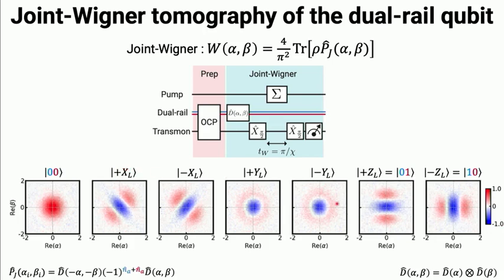Also note that the joint Wigner function is a 4-dimensional plot technically, because alpha and beta are complex numbers. So it's very hard to visualize, so I'm only plotting 2-dimensional cuts.